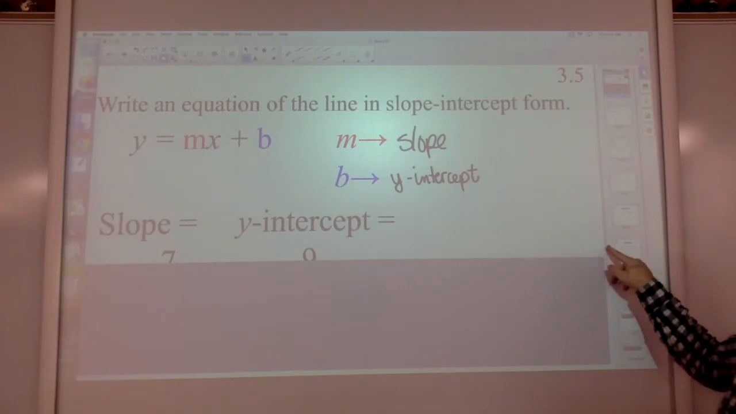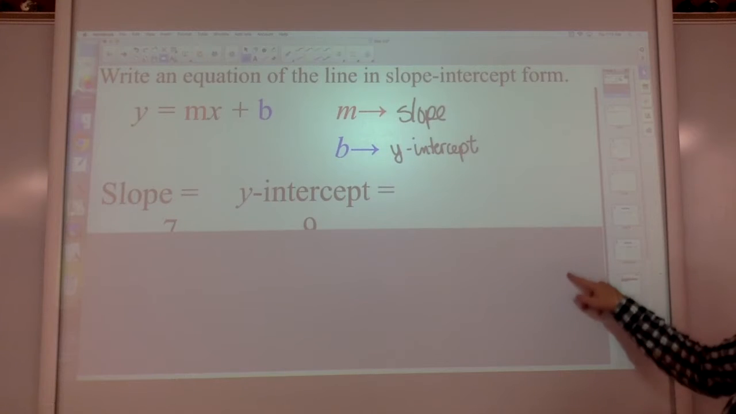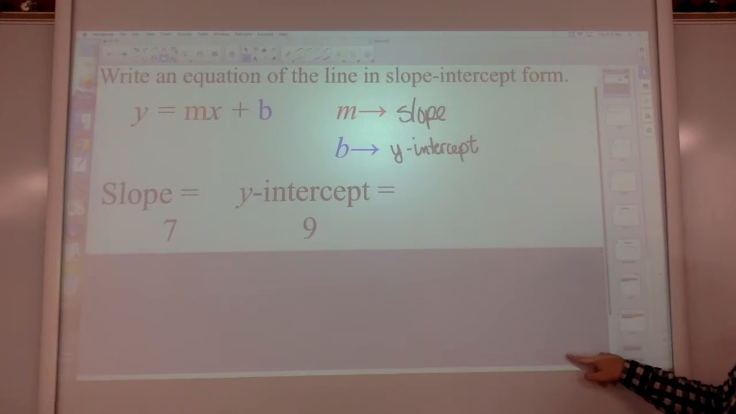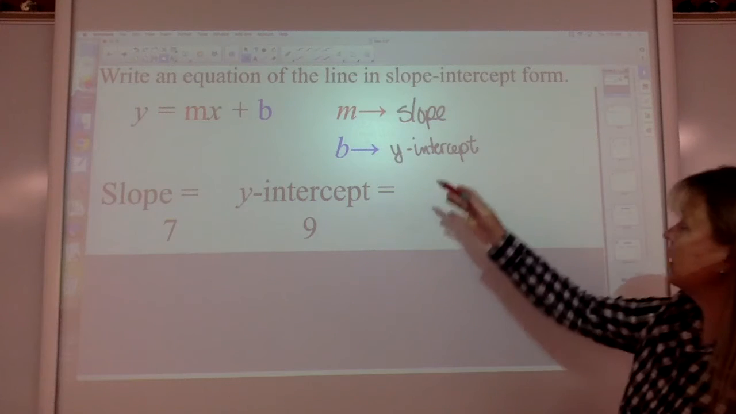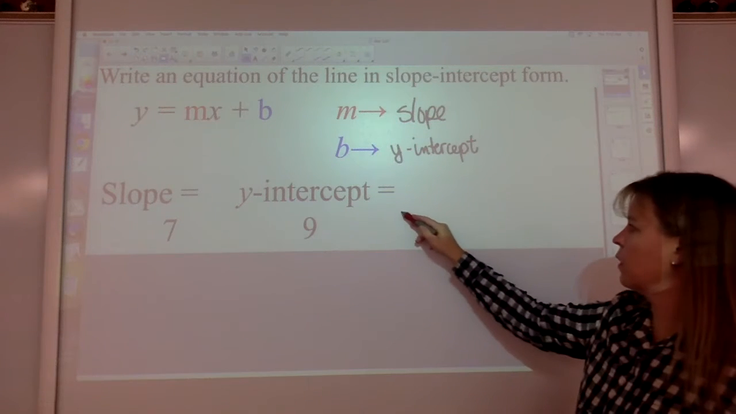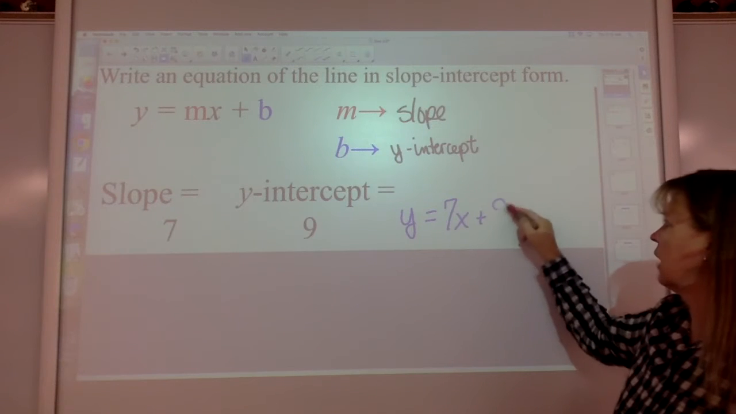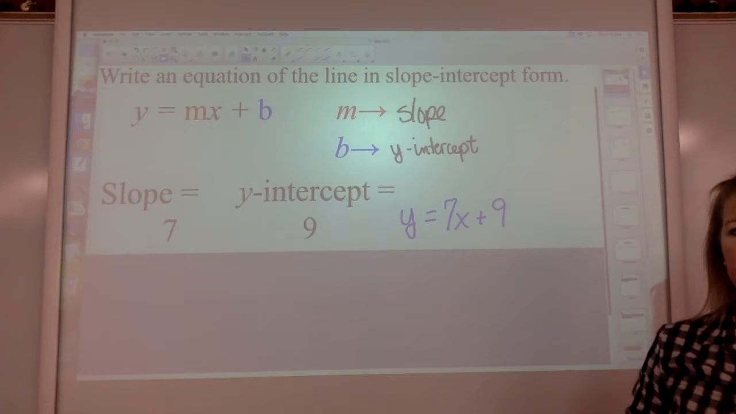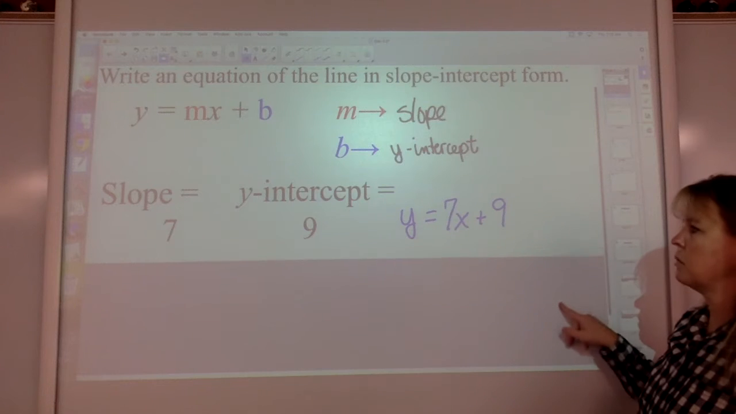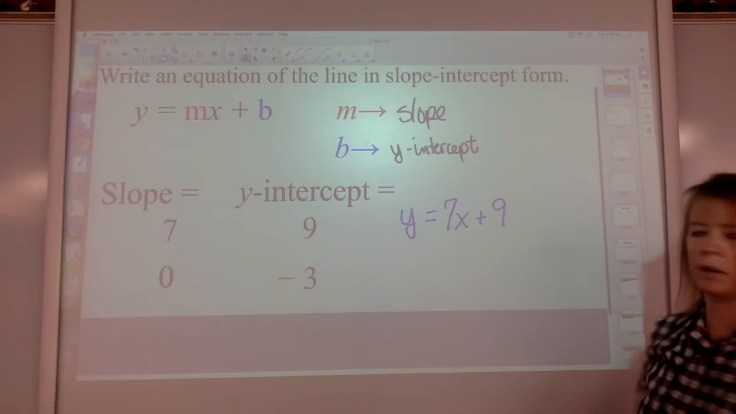So if you were given just this information, that you knew the slope equaled 7 and the y-intercept equaled 9, you would write an equation of the line in slope-intercept form just as y equals 7x plus 9. Don't make it any more complicated than that. You're just making sure that you're putting them in the correct location.